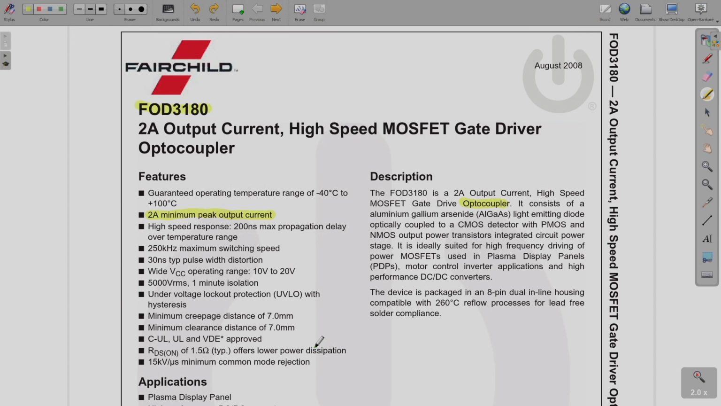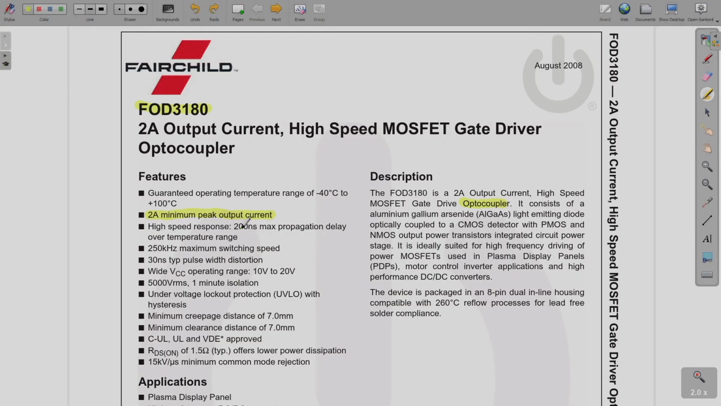So, whatever IGBT or MOSFET that you will be choosing, 2 ampere should be sufficient to drive that. That is what you should check in your calculations. Then the next important thing is propagation delay. You can see here this is given as 200 nanoseconds propagation delay. Then 250 kilohertz maximum switching speed. So, you can use a switching frequency less than 250 kilohertz if you want to use this gate driver.